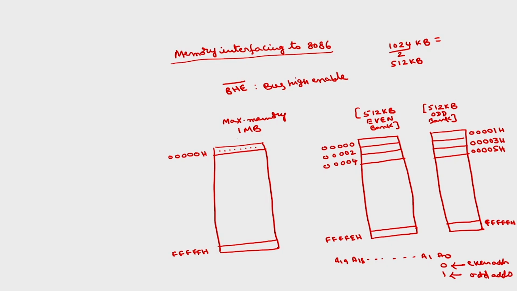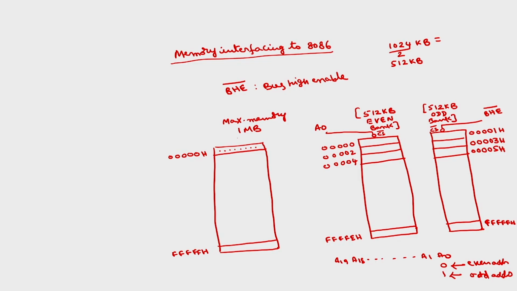So, in order to select this even bank, we are going to connect the chip select bar of the even bank to A0, because this is an active low signal. Whenever A0 is equal to 0, only then the even bank has to be selected. Similarly, the chip select bar of the odd bank has to be connected to bus high enable, BHE bar. Whenever BHE bar is 0, the odd bank will be selected. Whenever A0 is 0, the even bank will be selected.